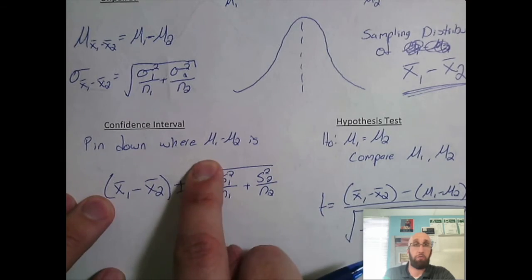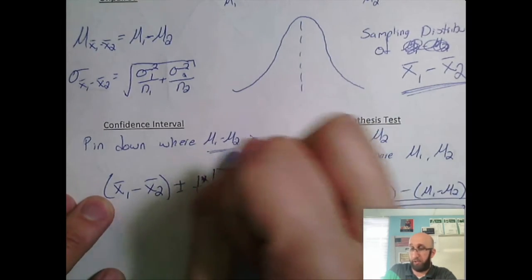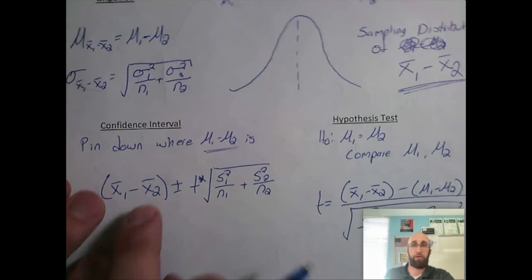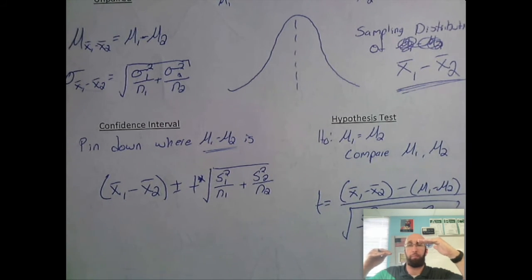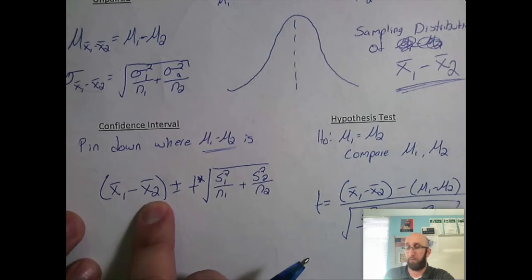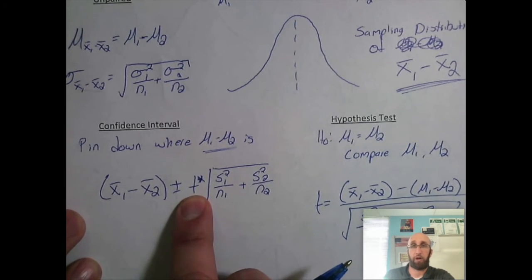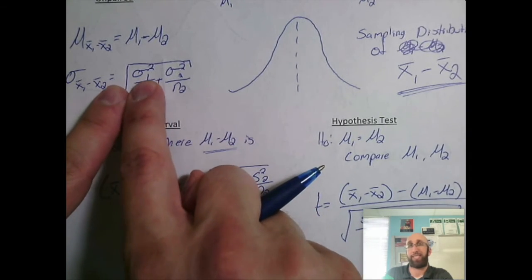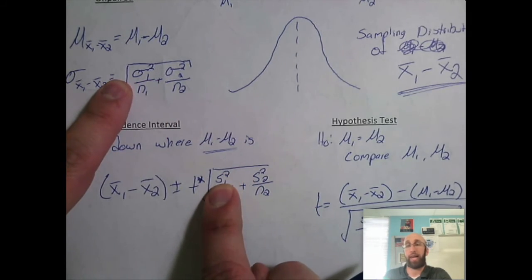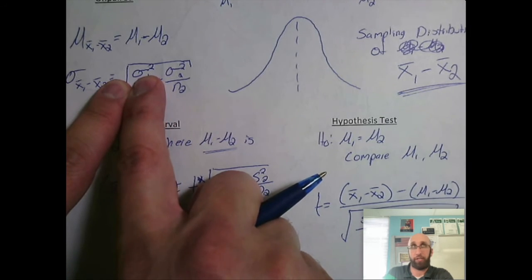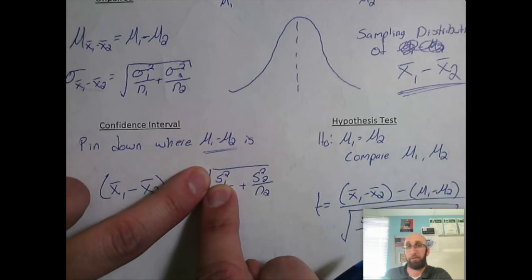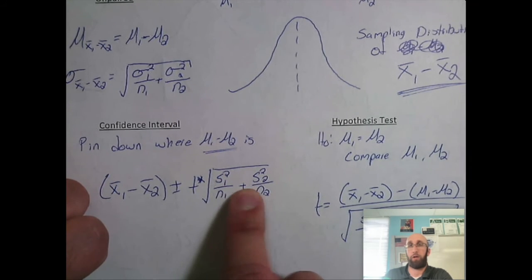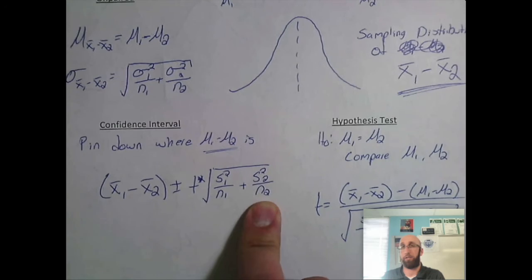So we don't know mu1 minus mu2 because if we did, we'd just subtract them and say, here you go. So we're going to substitute x bar 1 minus x bar 2. Take my two sample means, subtract them. x bar 1 minus x bar 2 plus or minus a t star. For my standard deviation, it's very, very similar to this one, but instead of using sigma, we use s. I don't know my population standard deviation, but I do have sample standard deviations. So we're going to have the square root of s1 squared divided by n1 plus s2 squared divided by n2.